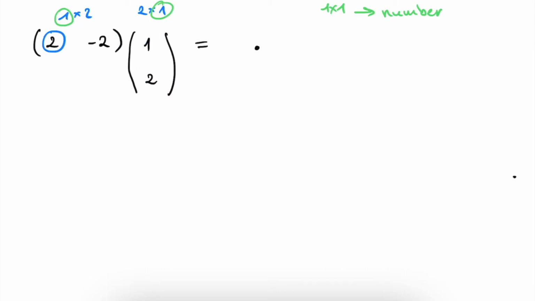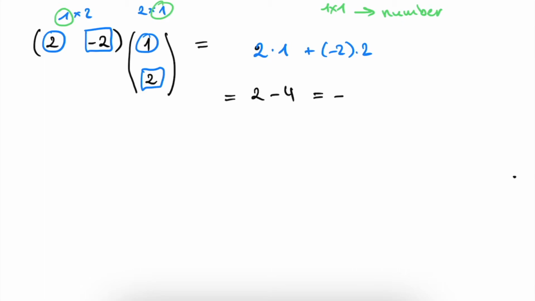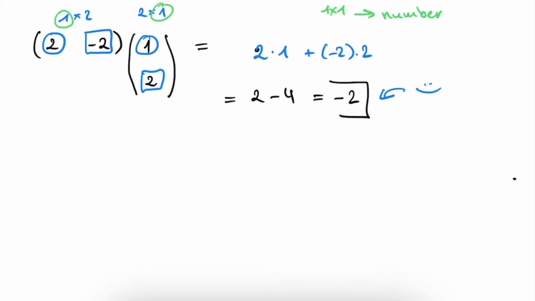Again, we multiply these two numbers and we add the product of these two numbers. And in this case, this simply becomes 2 times 1 plus minus 2 times 2. And this simply becomes 2 minus 4, which is minus 2. And we already have our result. And note that this is indeed a number, so a 1 times 1 matrix. Let's now go to the next exercise.